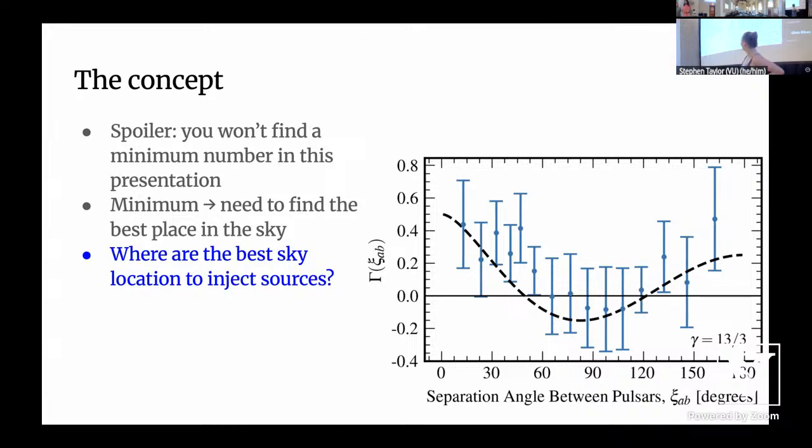If you want to find the minimum number of sources you would need and inject that number of sources, you have to put them somewhere. So what we really tried to do was figure out where in the sky we would need to put one source, and then where we would want to put 2 sources, 3 sources, and so on, but not too far, because that would take a really long time. So the real question we are attempting to answer is, where are the best sky locations to inject these sources?